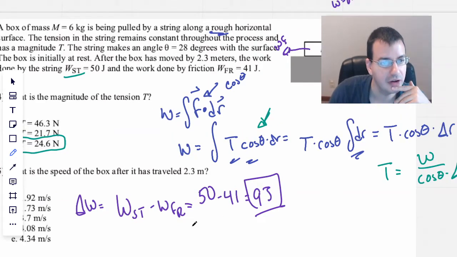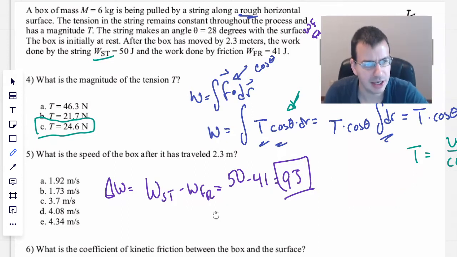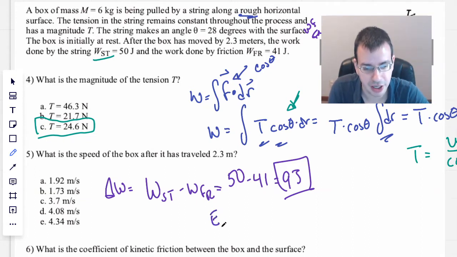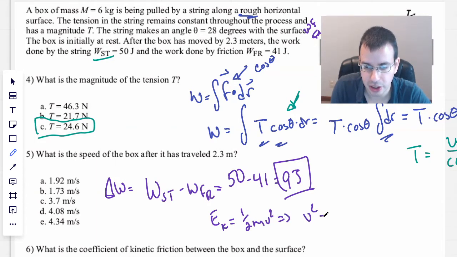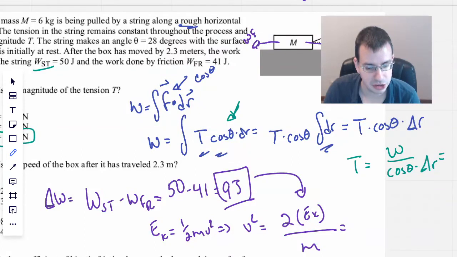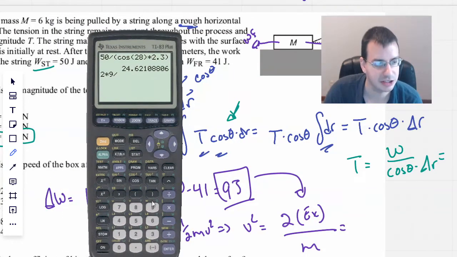9 joules of energy, joules, as opposed to jewels. So this is going to be converted to kinetic energy, which is 1/2 mv squared. Therefore, v squared equals 2 times the kinetic energy, which we know is that number right there, divided by mass. Okay, so now I'll solve for velocity squared. 2 times 9 divided by, what's our mass? 6, divided by 6.